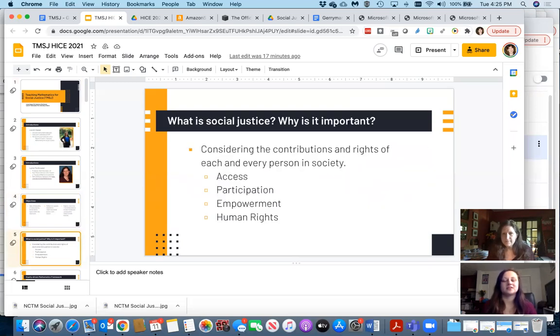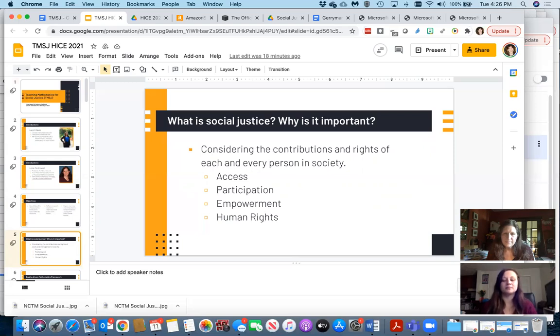So, what exactly is social justice and why is it important? Social justice is considering the contributions and rights of each and every person in society, and it has four core components: access, participation, empowerment, and human rights. Access: we want to ensure access to and a fair distribution of both human and material resources in our society. Participation: we want to make sure we are creating equitable opportunities for people to fully participate in decisions that affect both their lives as well as their societies.